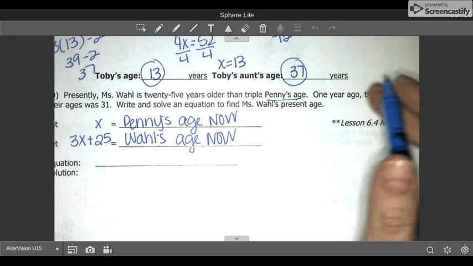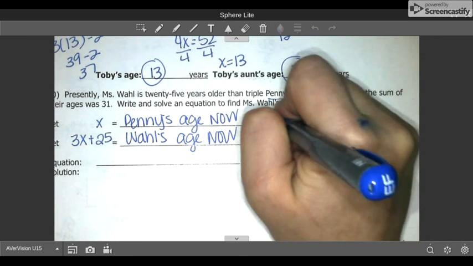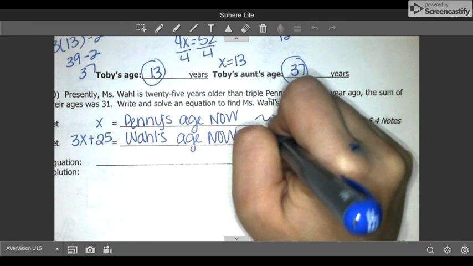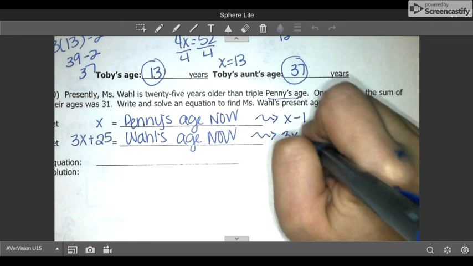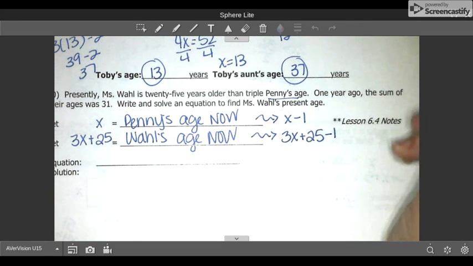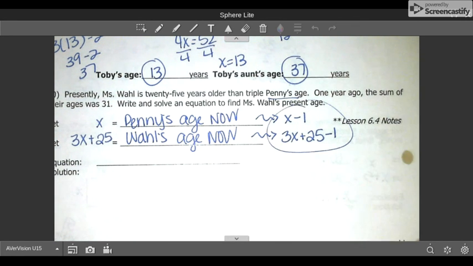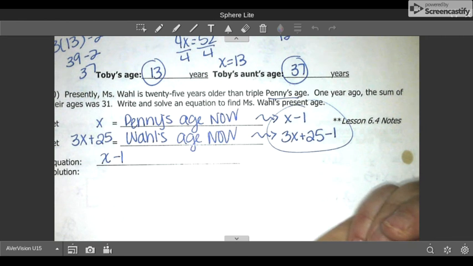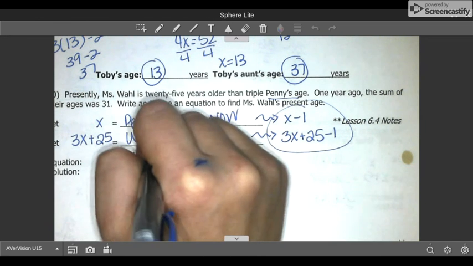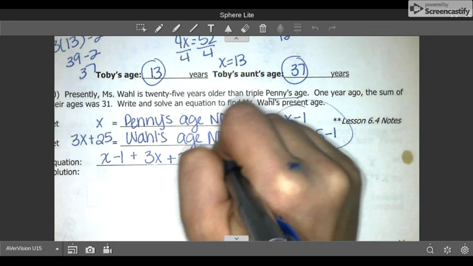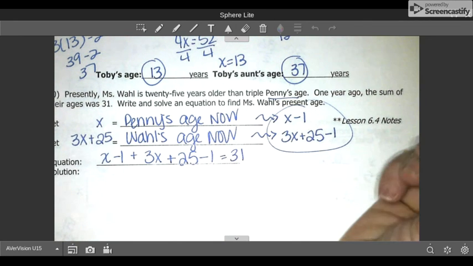Clearly, this problem's old. So 1 year ago, Penny was X minus 1 because it was a year ago. 1 year ago, I was 3X plus 25 minus 1 because it was a year ago. So that means that 1 year ago, the sum of those two expressions was 31. So X minus 1, Penny's age a year ago, plus 3X plus 25 minus 1 is going to be 31. And now I'm going to combine like terms.